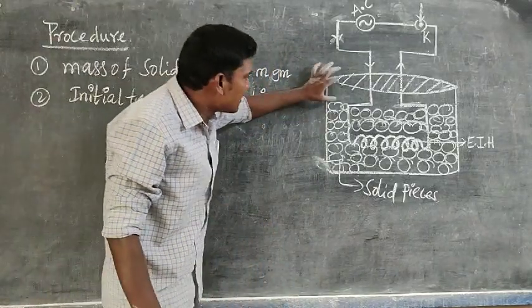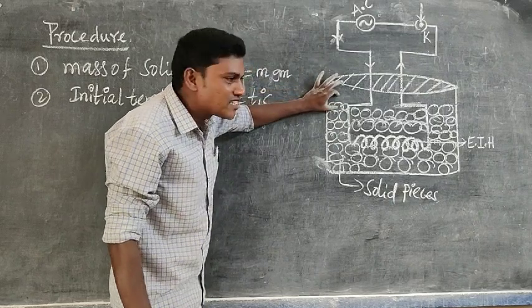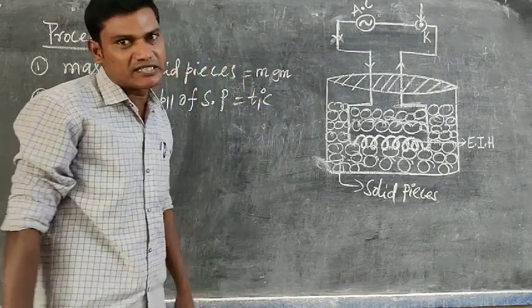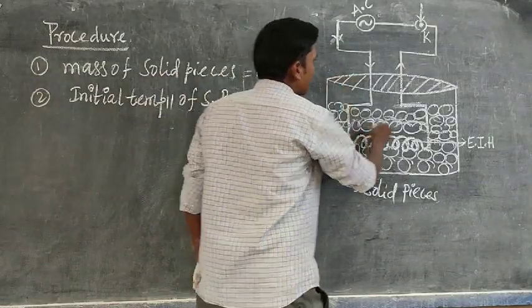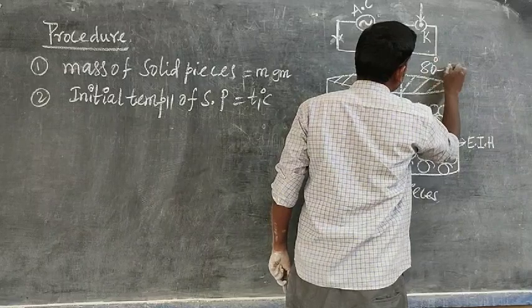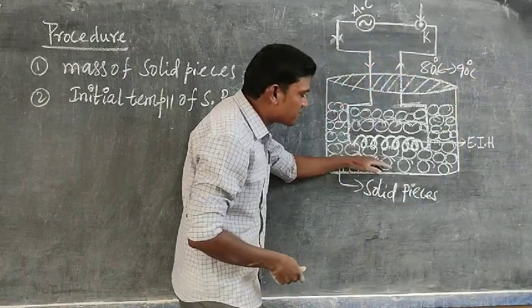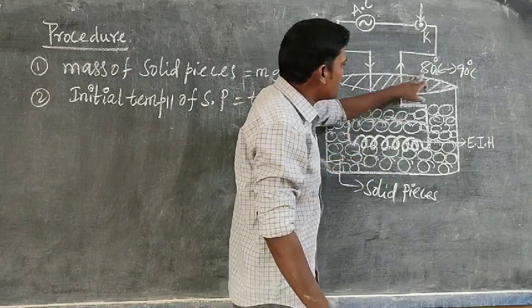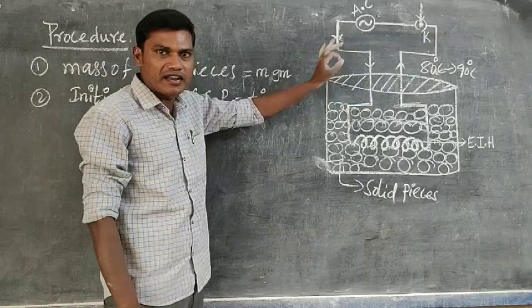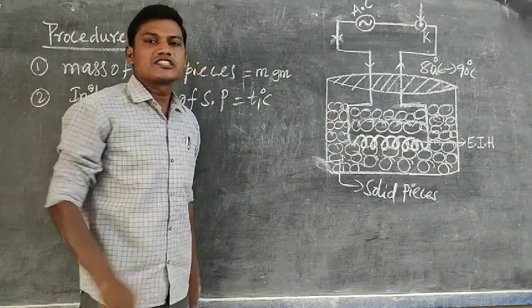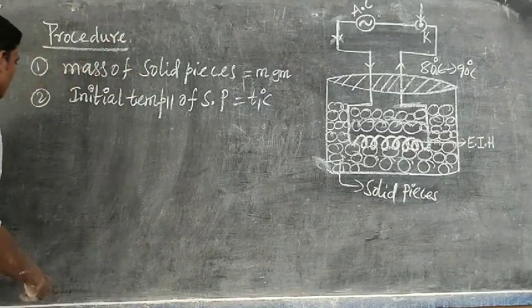But generally in this method, at regular intervals of time, we measure the temperature of the solid pieces. If the solid pieces' temperature rises to maybe between 80 degrees Celsius and 90 degrees Celsius, at any value, you can stop the power supply.